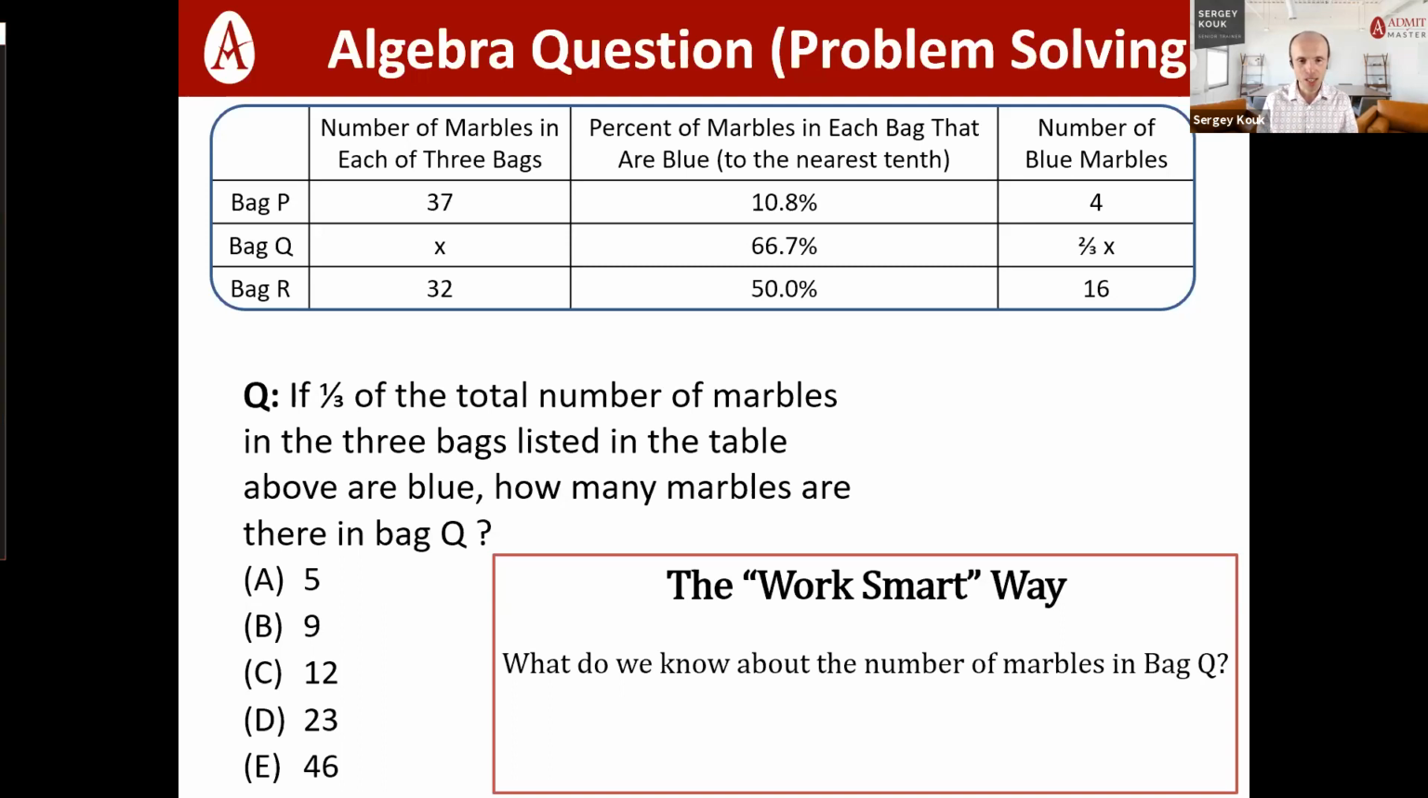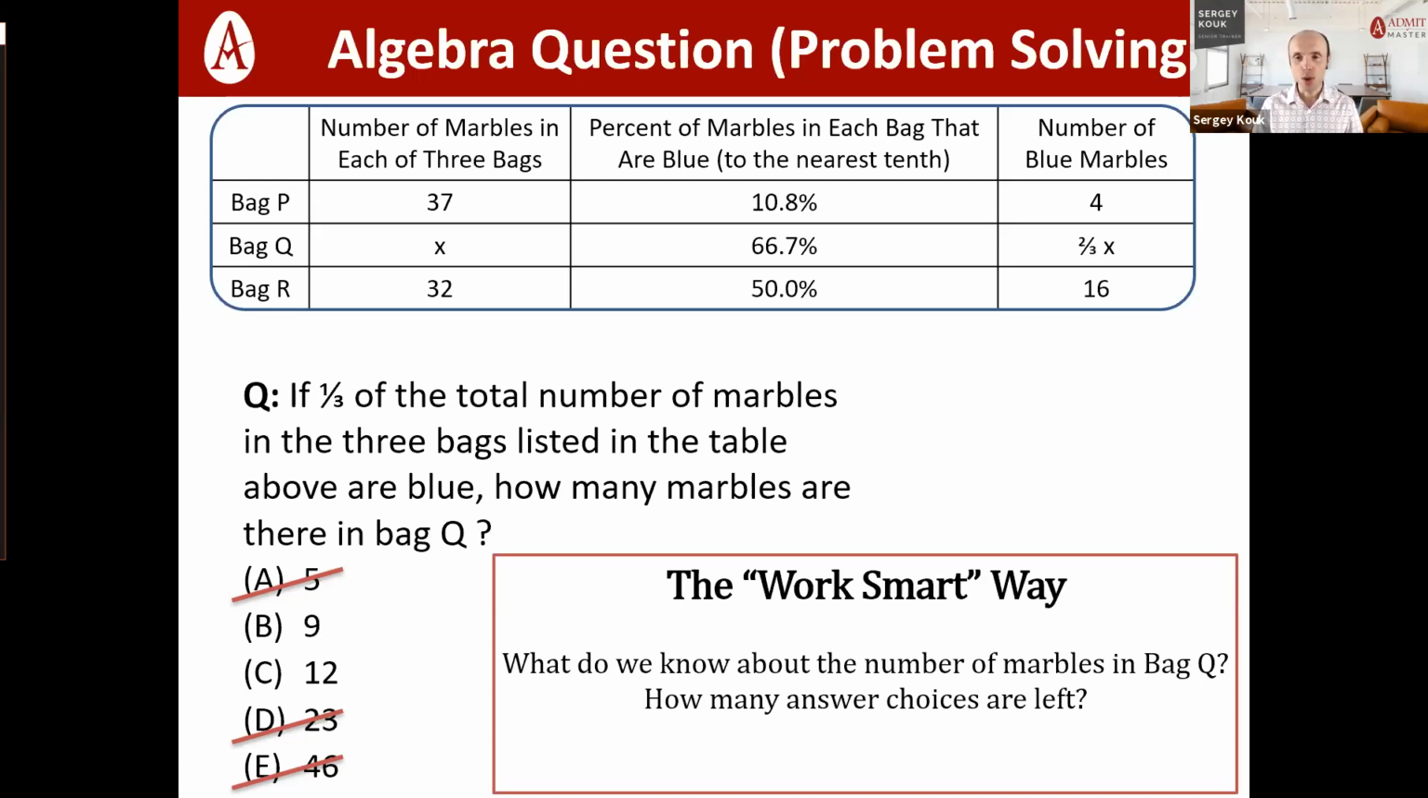Somebody actually mentioned this in the chat box. Congratulations that you've noticed that. Now let me ask you a question. What answer choices are divisible by 3? Or better yet, what answer choices are not divisible by 3? Well, 5 is not divisible by 3, so we can eliminate 5. 23 is not divisible by 3. Remember, that was the most popular answer. And 46 is also not divisible by 3. So by just doing that, we've already narrowed down the list of answer choices to 2, 9, and 12.